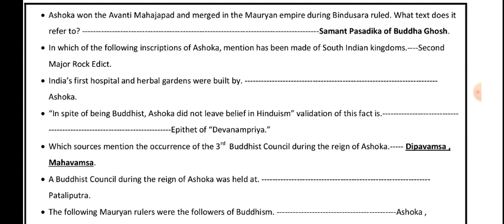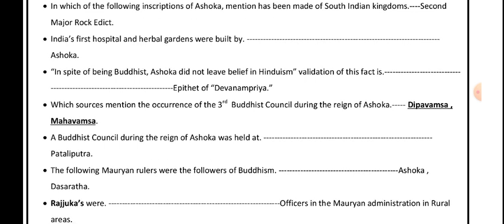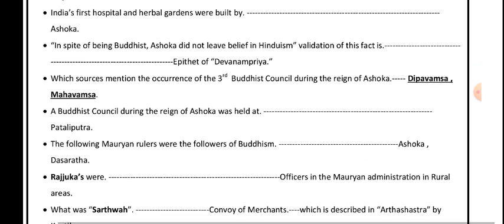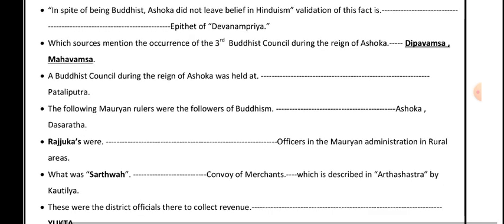What text does it refer to? Samantapasadika of Buddhaghosha. In which of the following inscriptions of Ashoka is mention made of South Indian kings? The second major rock edict. India's first hospital and herbal garden was built by Ashoka. In spite of being Buddhist, Ashoka did not leave his belief in Hinduism. Validation of this fact is the epithet Devanampiya.